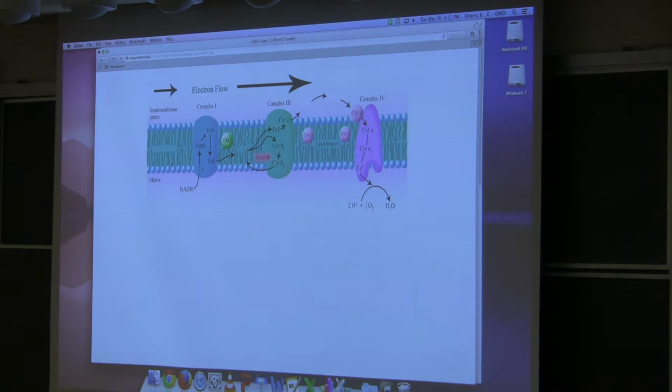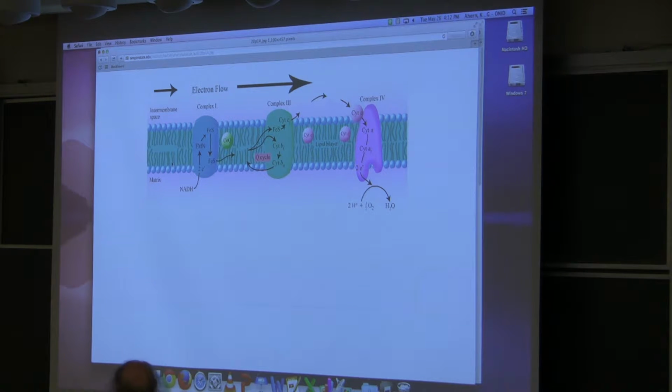Okay? The first complex that we see on the left, I call complex 1. In fact, most people call it complex 1. It has a long mouthful of a name, but if you notice complex 1, that's fine. What's the function of complex 1? Complex 1 takes electrons from NADH.